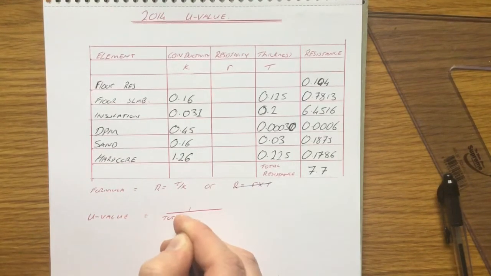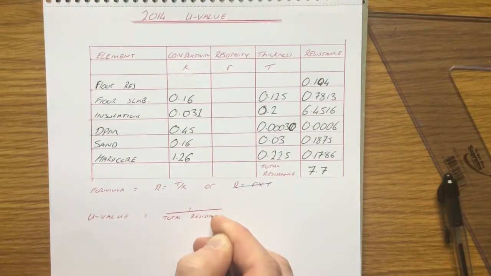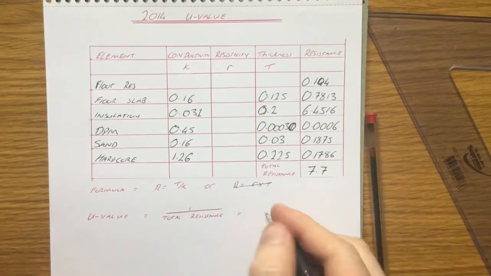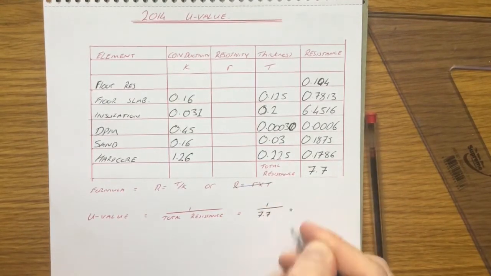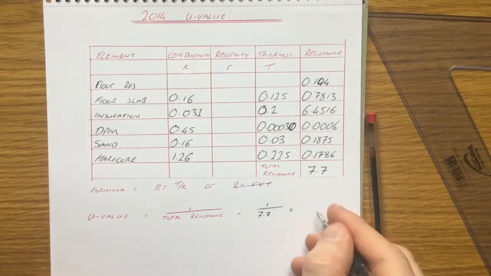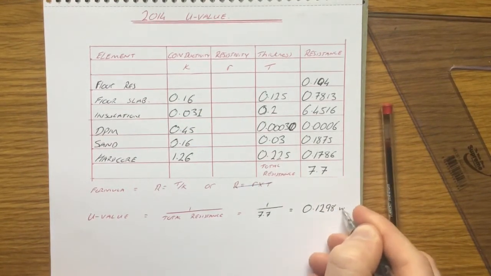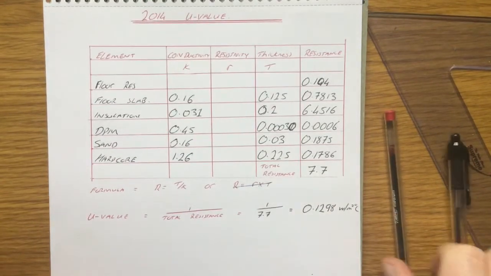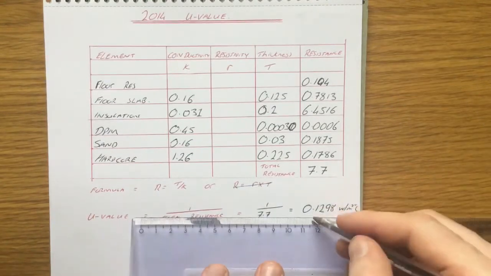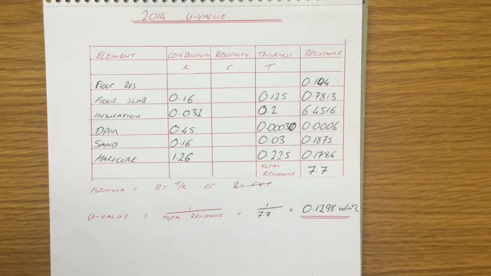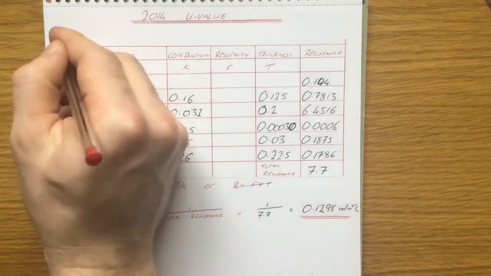The last formula I need to know for this part A of the sum is U-value is equal to 1 over the total resistance. So in this case it's 1 over 7.7. This will give me a U-value of 1.298 watts per meter squared degree Celsius. There are marks in the question for writing down the unit of measurement and also for writing down my three formulas.